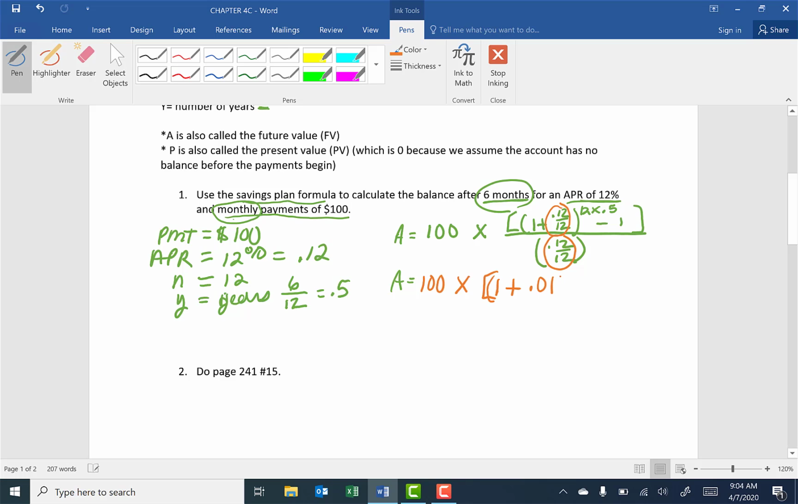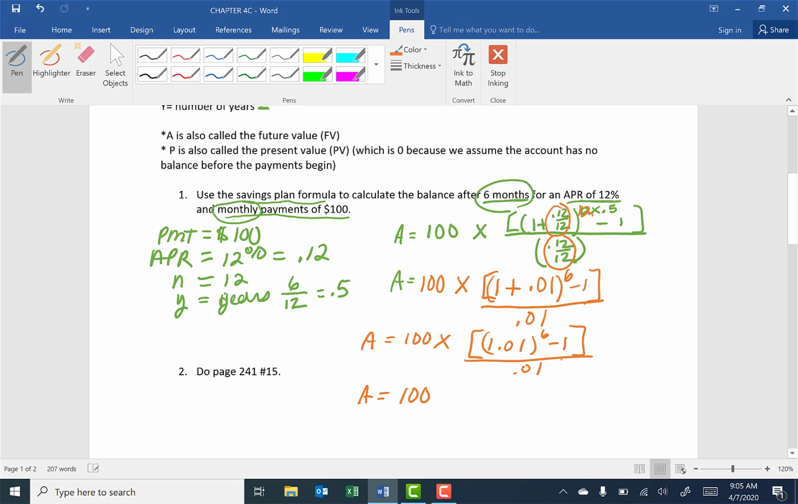And this is going to be raised to the 12, that is 12 times 0.5, and 12 times 0.5 is 1/2 of 12, which is the 6th power minus 1, all over, remember 0.12 divided by 12 was 0.01. So now we have A equals 100 times, in here we're going to have 1.01 to the 6th power minus 1 over 0.01.